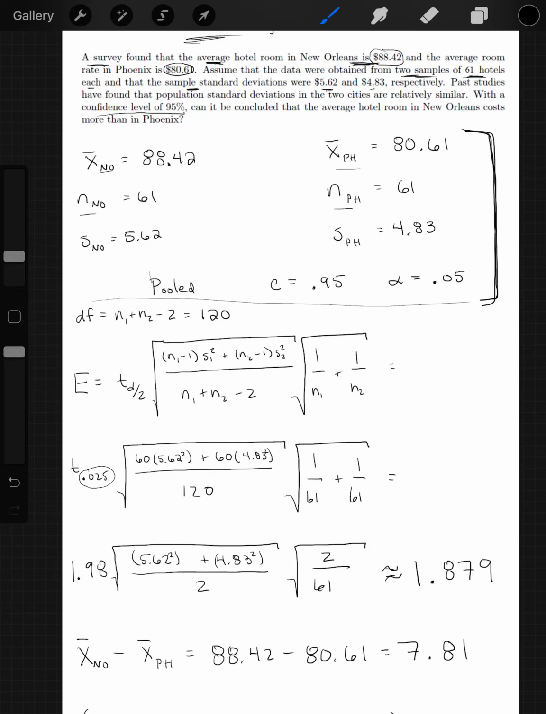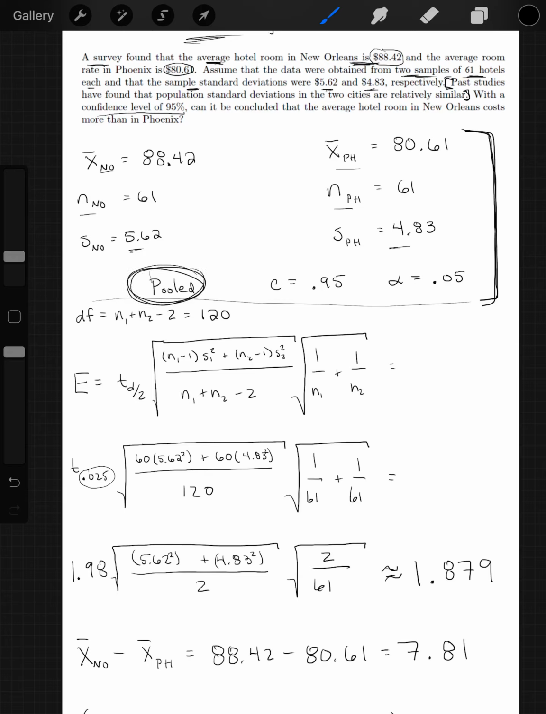And our sample standard deviations are these guys. So we listed that out. And then the next sentence says past studies have found that the population standard deviation in the 2 cities are relatively similar, right? So that's the kind of thing that gives us reason to believe that the population standard deviations are equal, right? Or at least close to being equal, close enough that we should probably use the more complicated formula, right?